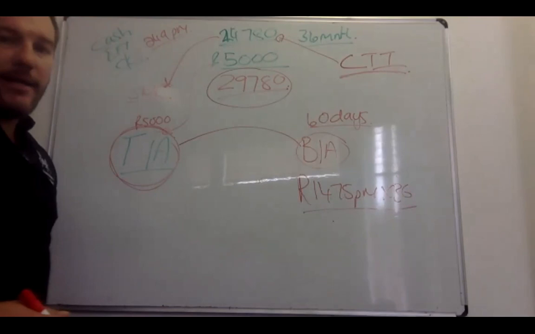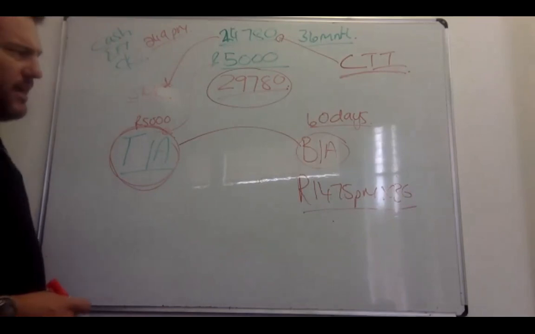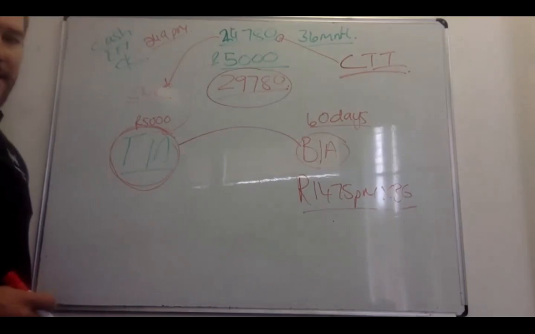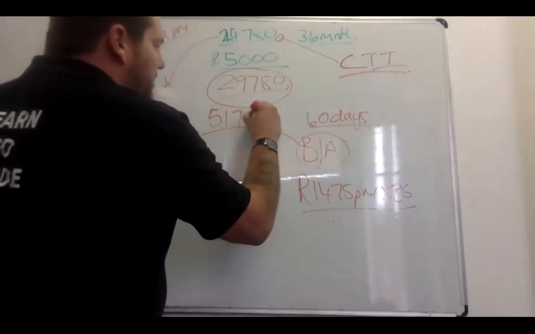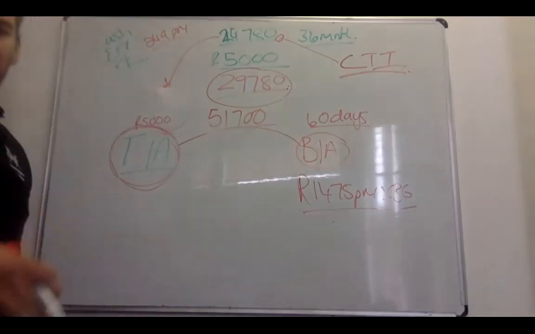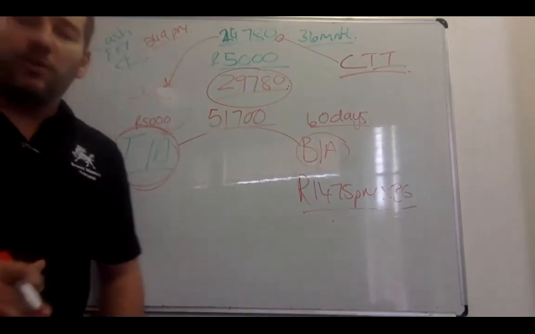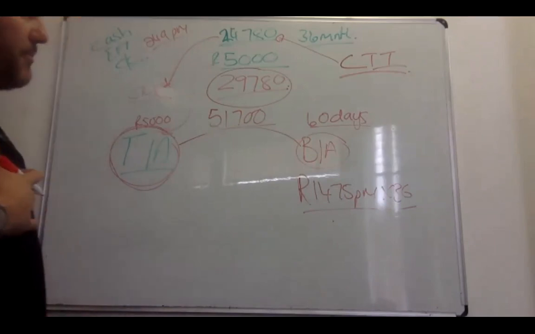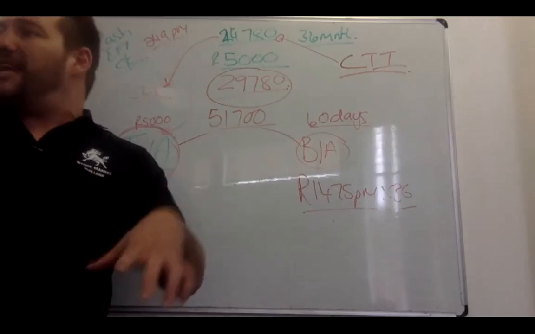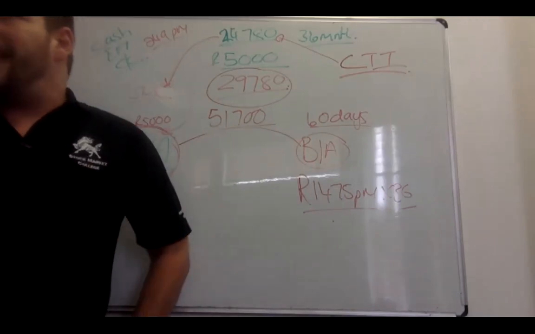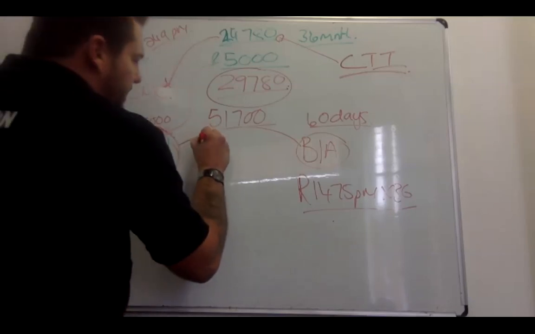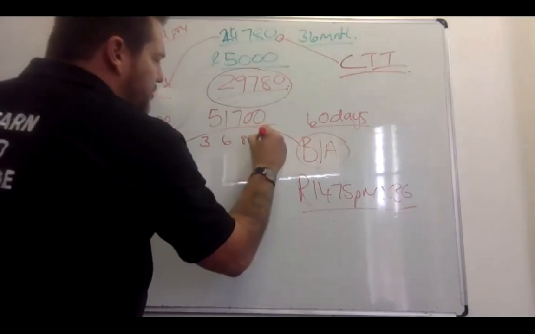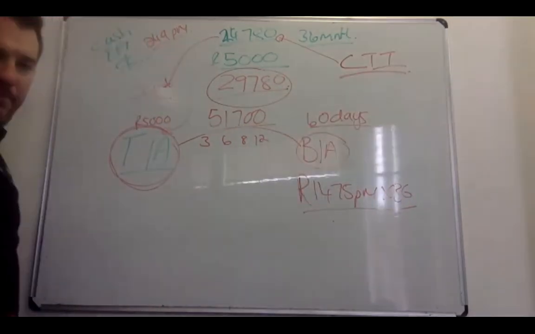Now I will go to the client and I will say, you know what? If you're going to carry on paying 1,475 Rand for 36 months, you're going to end up paying something like 51,700. But that is not the point of what we're trying to do here. We approached the client and we said, we want to make you money, not get you into debt. So we made a deal with CTI, and they gave us a period of 3 months, 6 months, 8 months, 12 months, and every 3 months after that.